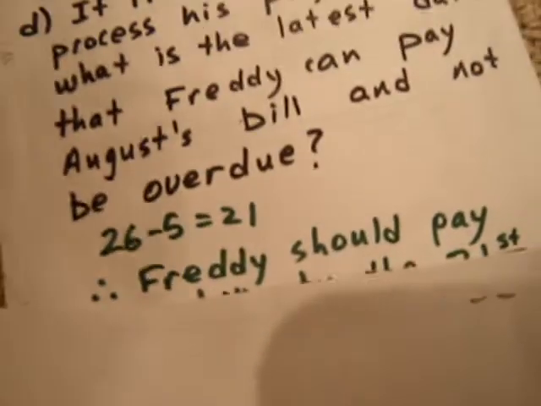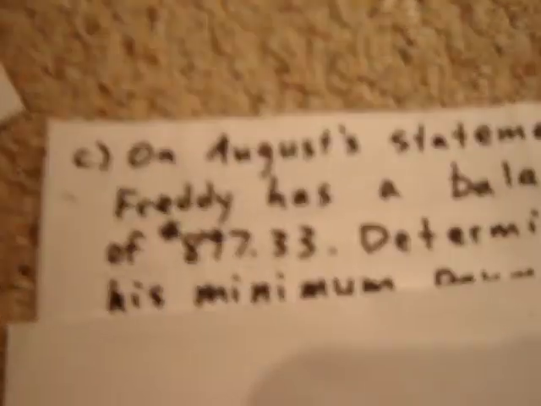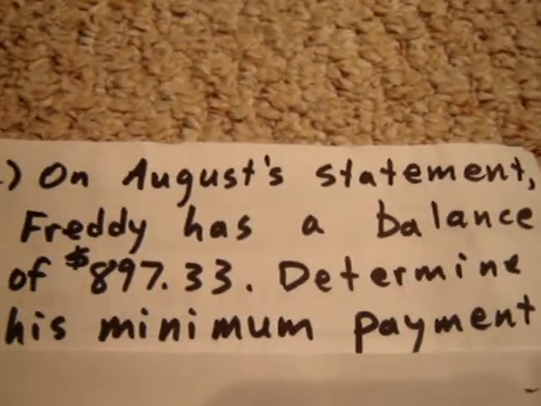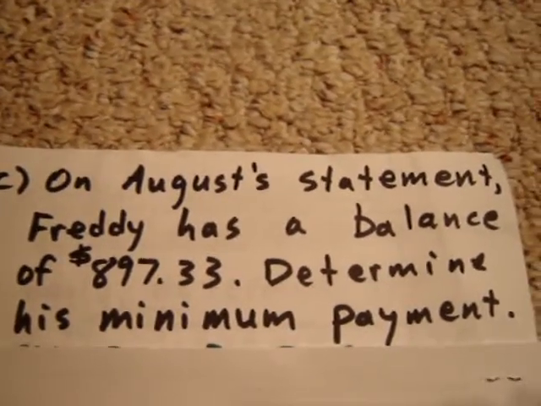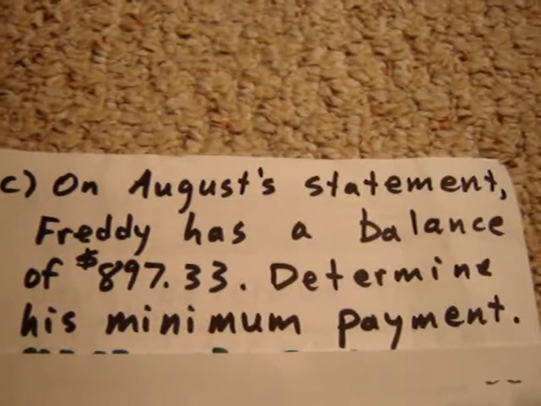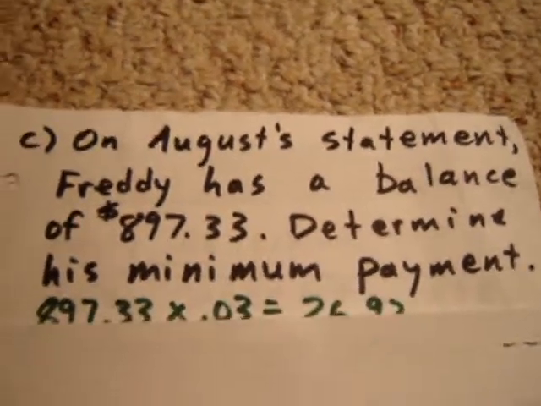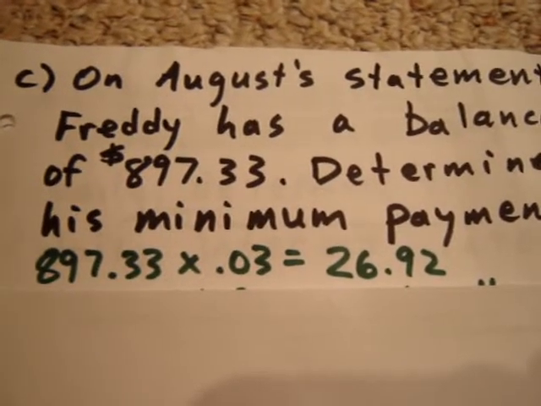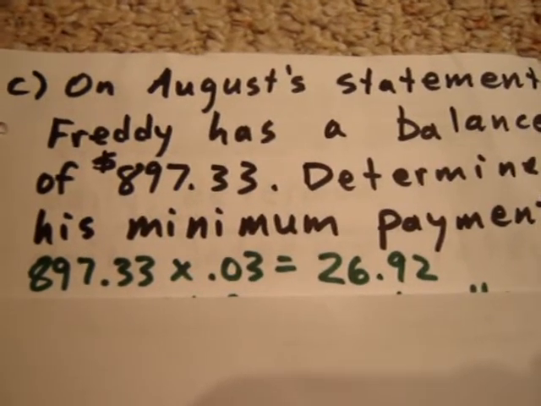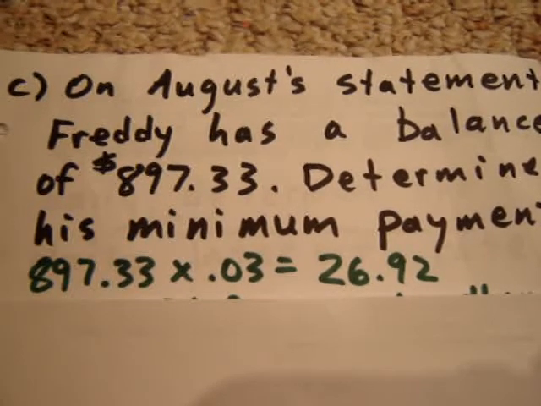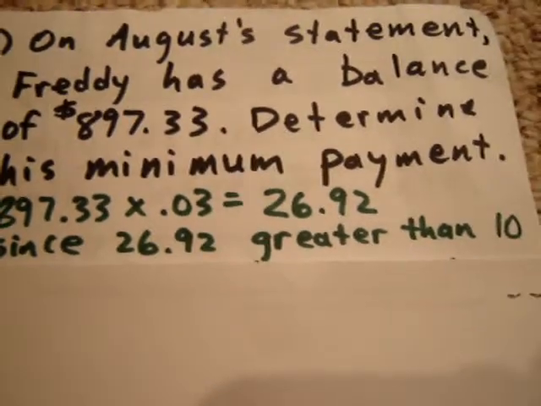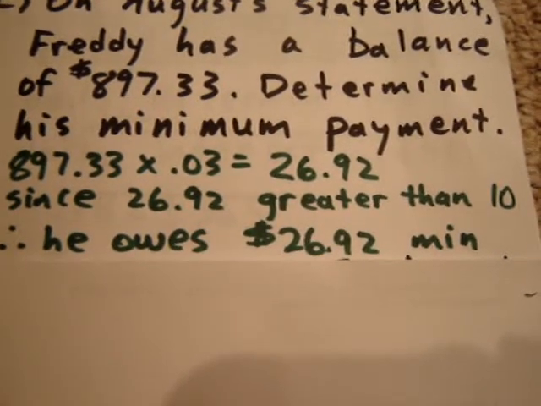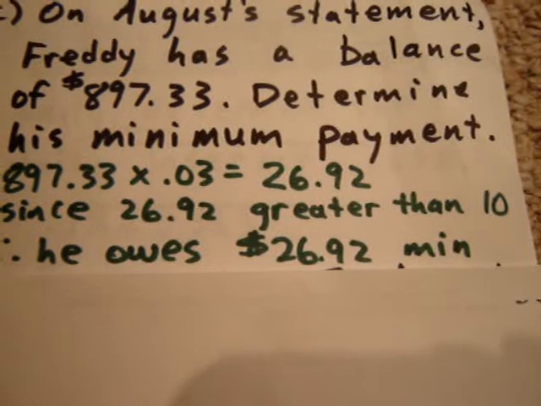Alright, well, we move on to the next statement, which says that on August's statement, Freddie has a balance of $897.33, and we'd like to determine his minimum payment. So, we figure out 3% of $897.33, which is $26.92. Since $26.92 is definitely greater than $10, he owes $26.92 as his minimum payment for that month.